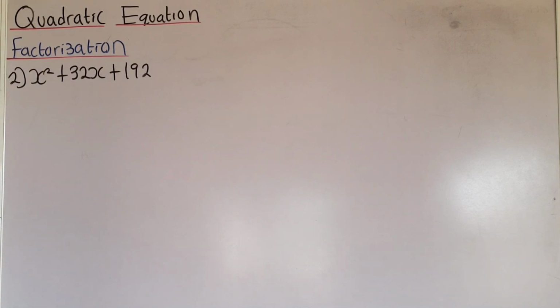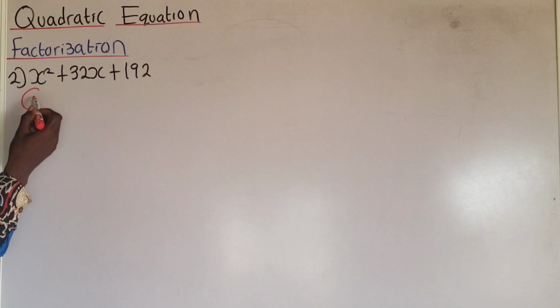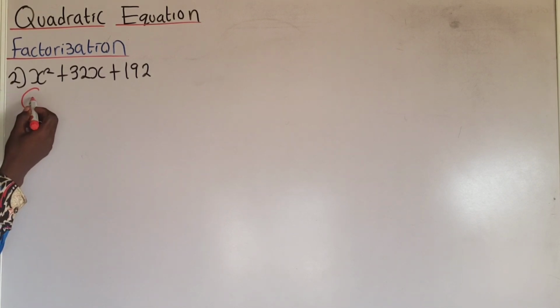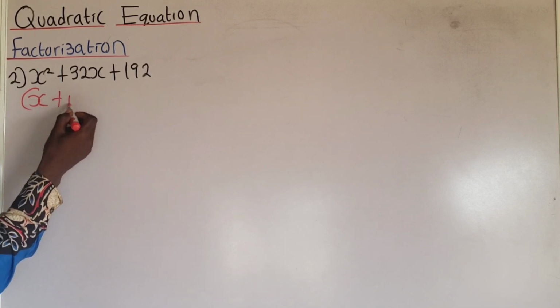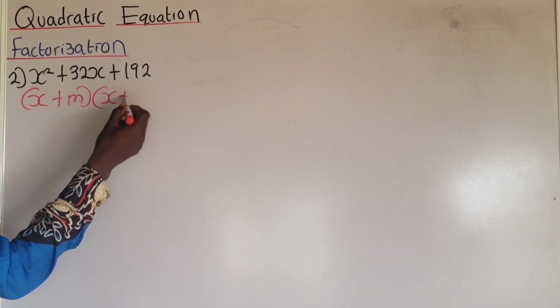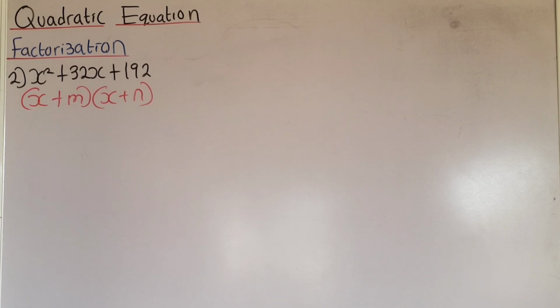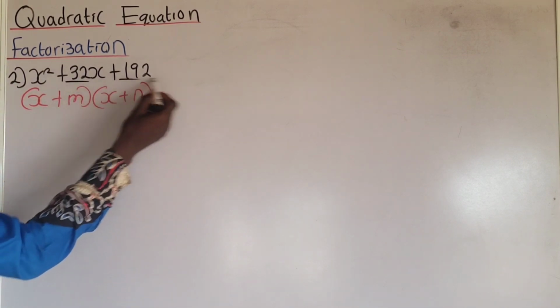And because this quadratic equation is a trinomial, it is going to be factored into 2 factors. Each of these factors starts with x. So I'm going to have x plus m and then x plus n. Now remember that there is a concept called the sum and the product in a quadratic equation. The sum, when summed together, must be equal to 32, which is the second term in the quadratic equation, and their product must be equal to 192.